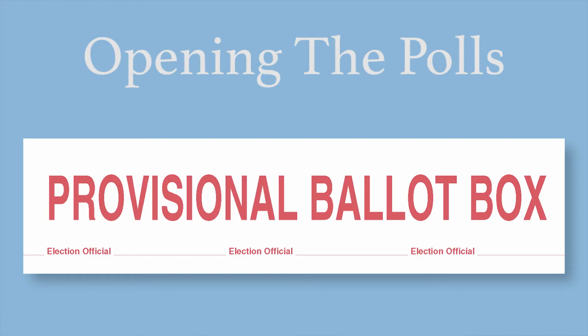from that box, and lay those out in an orderly fashion. Next, open your provisional box, remove the envelope, which contains the seals for the provisional box. Seal the empty provisional box to prepare it for ballots if you have a provisional voter later in the day.